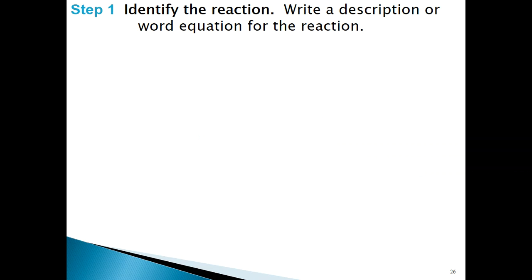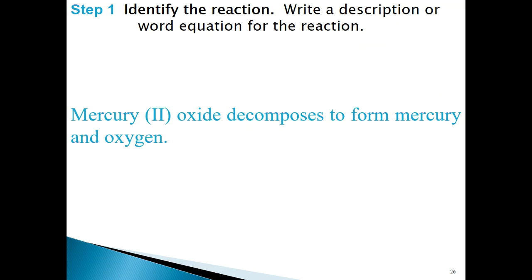So here are the different steps involved in balancing an equation. The first step is that you need to write a description or a word equation for the reaction. In some cases, you might get a question where you're actually given the reaction in words, so this step may have been done for you already. For example, you might be given: mercury(II) oxide decomposes to form mercury and oxygen. That is the reaction described in words.